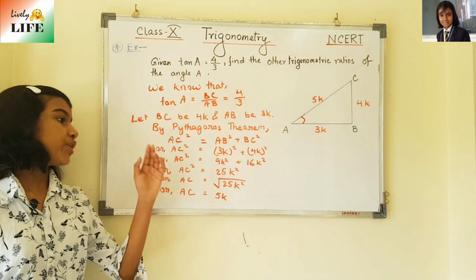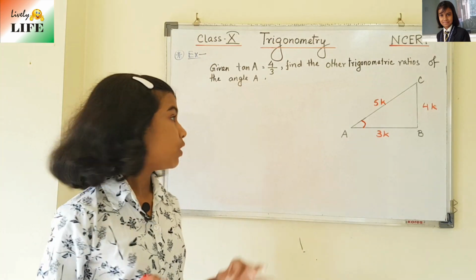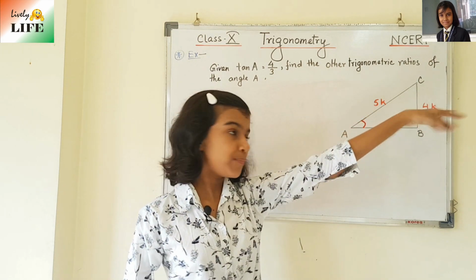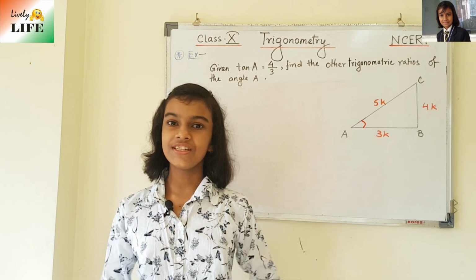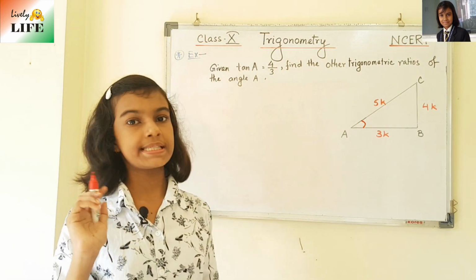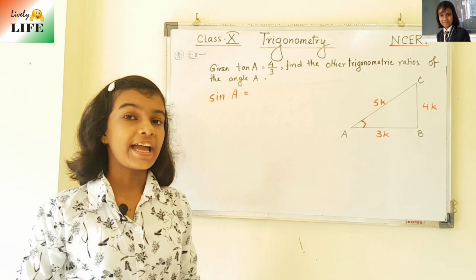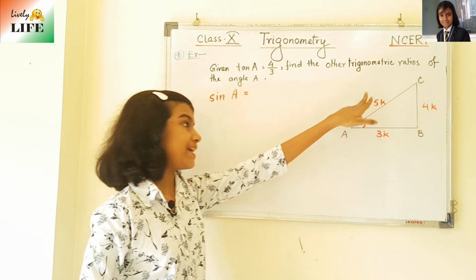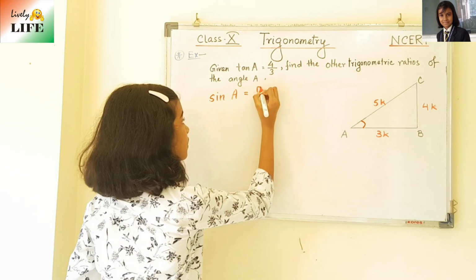Right? Now we are going to find the other trigonometric ratios. So now we can find all the other trigonometric ratios because we have got the hypotenuse. The hypotenuse is 5K, right? So now let's write down the trigonometric ratios. What is the first trigonometric ratio? It is sine A. What have we learned? Sine A is perpendicular by hypotenuse. It means BC by AC, right?